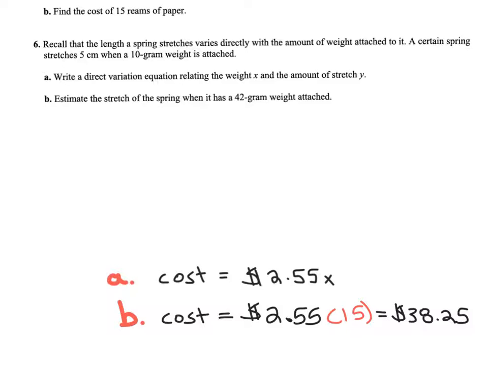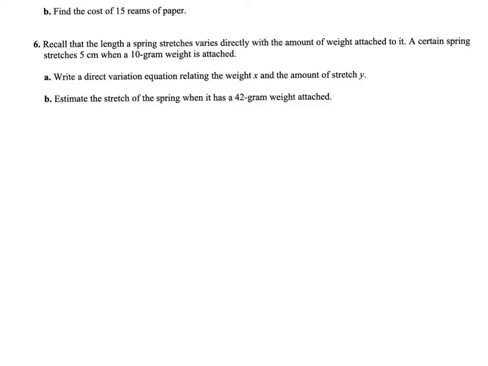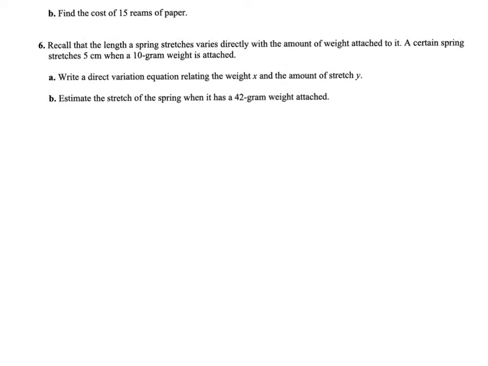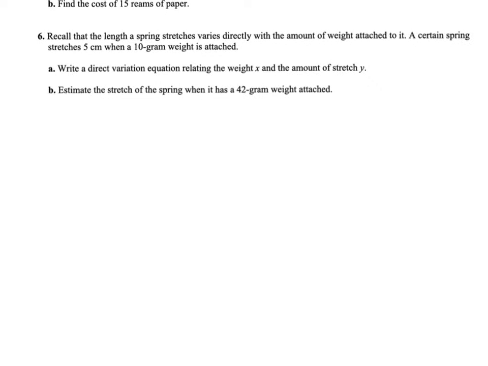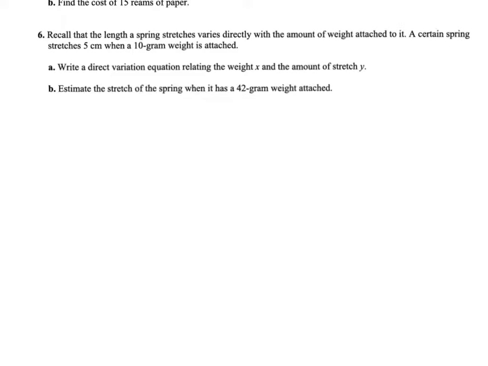So for this last example, we're going to do the same thing, similar to that last question. It says, recall that the length of a spring stretches varies directly with the amount of weight attached to it. So what that means is that the length of the spring stretches based on how much weight you're putting on that spring. A certain spring stretches 5 centimeters when a 10-gram weight is attached. It says for part A, write a direct variation equation relating the weight X and the amount of stretch Y.